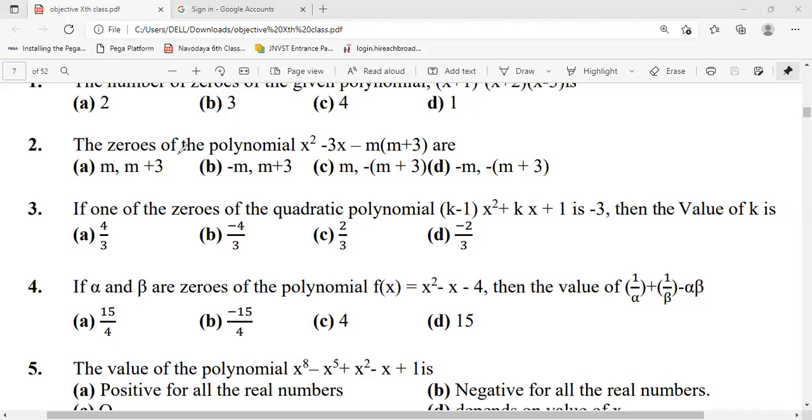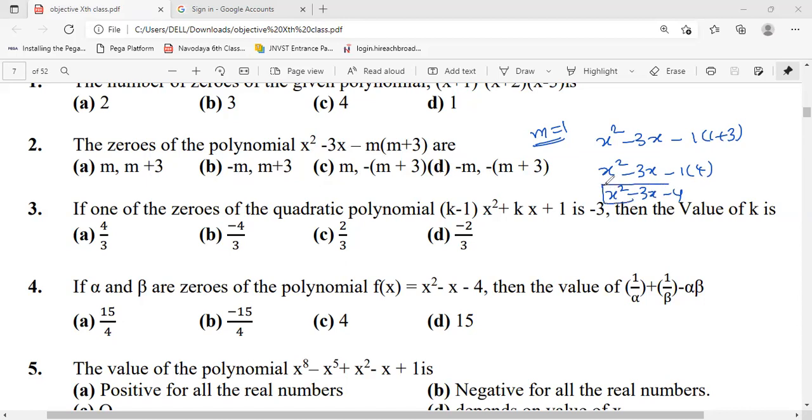Next, second question. Here they are asking the zeros of the polynomial x square minus 3x minus m of m plus 3. If you are feeling difficulty doing this type of problems, let's take here m is equal to 1. Then this polynomial will become x square minus 3x minus 1 of 1 plus 3. So that is x square minus 3x minus 1 of 4. That is x square minus 3x minus 4.